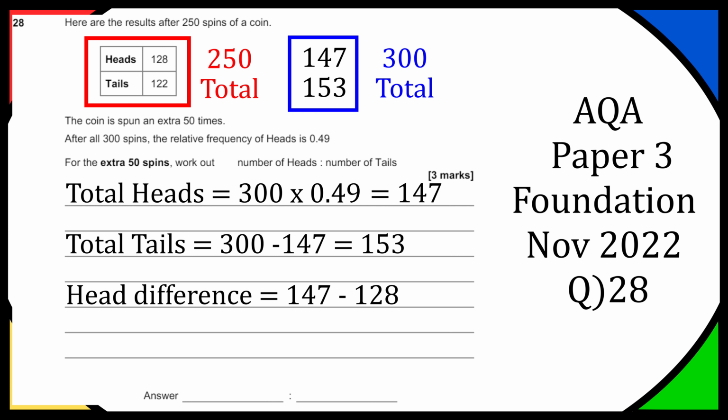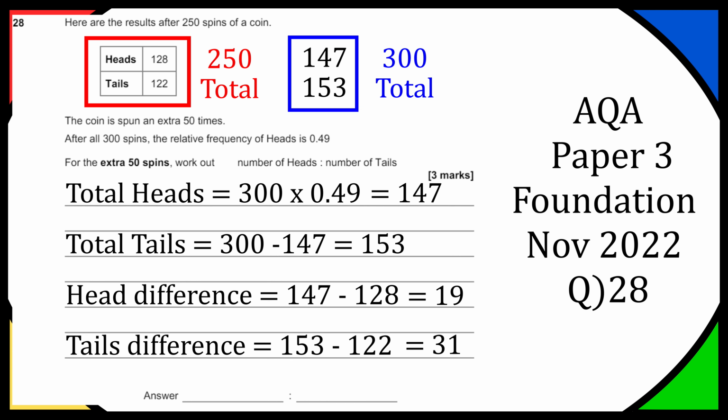So the head difference is going to be 147 minus 128. That's going to leave us with 19. That's because the final result is 147 heads and the result from the first 250 is 128 heads. So during those extra 50 spins, there were 19 heads. And the tail difference is going to be 153 minus 122, which is equal to 31. So the frequency will be 19 to 31 of heads to tails for those 50 spins. And that should get you all 3 marks.